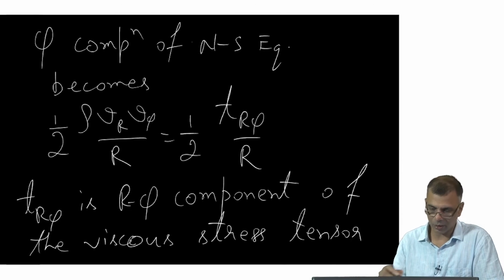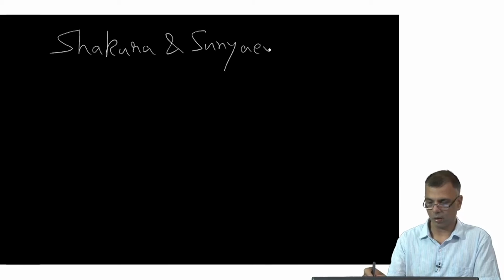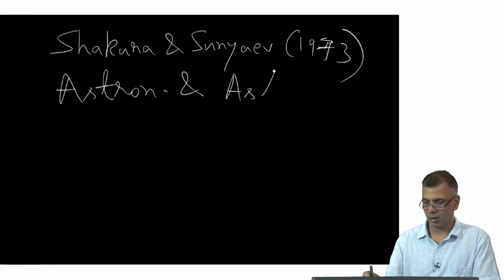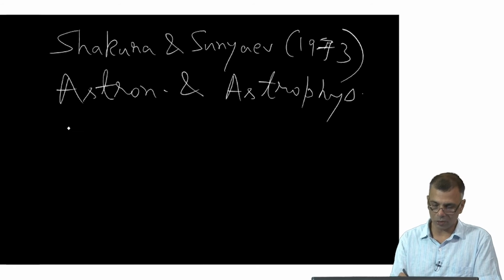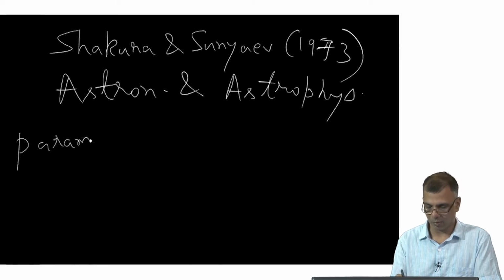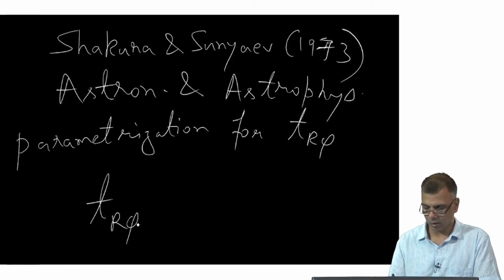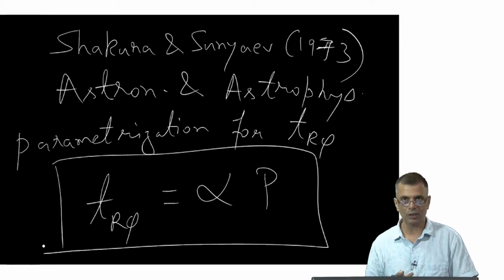Now, let us discuss, and let me just highlight this a little bit because we will return to this in a second. There was one breakthrough that happened in 1973 due to Shakura and Sunyaev, in Astronomy and Astrophysics. You should go to this journal and look up this paper. What they did was adopt the Shakura and Sunyaev parameterization for Tr phi. They said Tr phi is equal to some fudge parameter alpha times p. This is a very important parameterization which allowed discussion of accretion disks to proceed very fast.